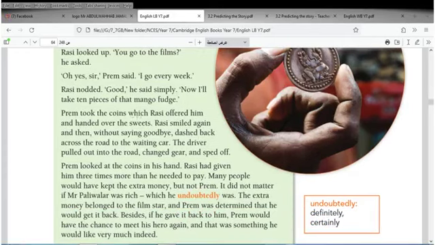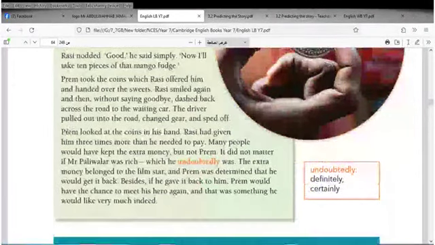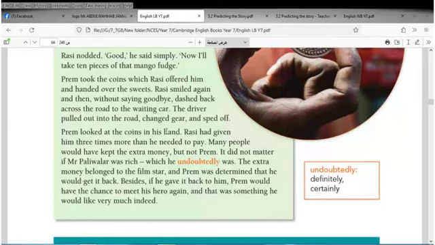Preem took the coins which Rossi offered him and handed over the sweet. Rossi smiled again and then, without saying goodbye, dashed back across the road to the waiting car. The driver pulled out into the road, changed gear, and sped off. Preem looked at the coins in his hand.